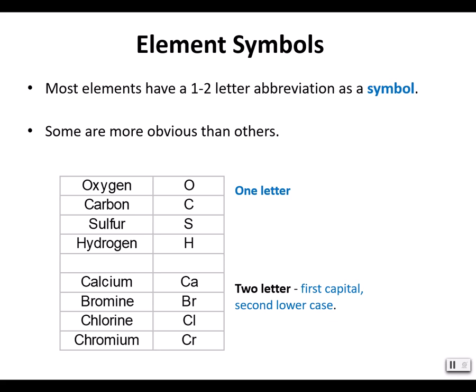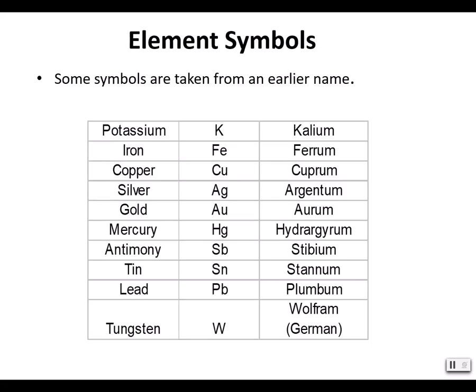you'll see that the symbols for elements, some are a little more obvious than others, like oxygen for O, calcium Ca. There are some that maybe aren't as obvious. Things like iron and copper and gold. Their corresponding symbols and names actually come from an earlier name, mainly Greek or German.